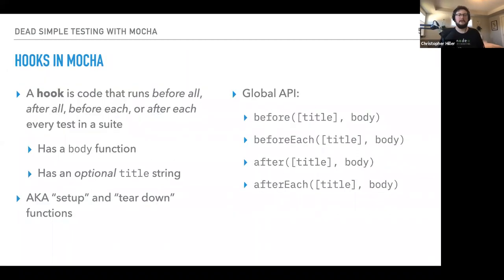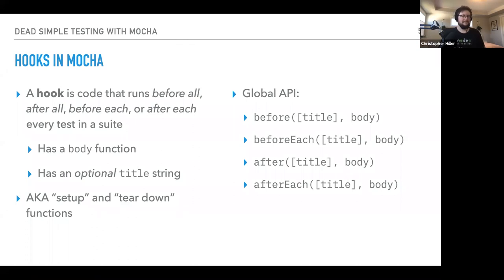That happens first, and then within a suite, before will run. This is the before all hook. After that, beforeEach will run, if these things exist. Then finally, a test will run. Then afterEach will run. And then after all the tests are done in the suite, the after hook runs.